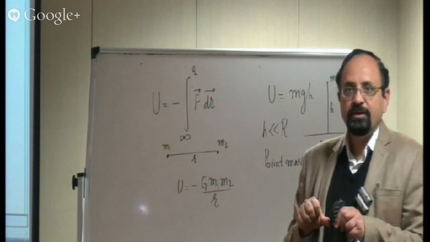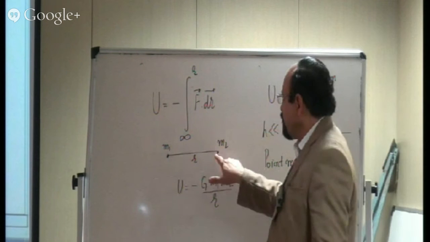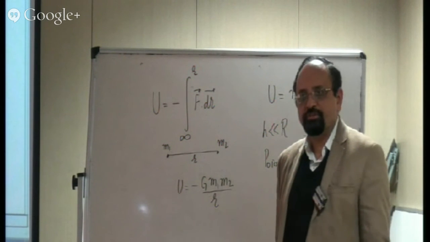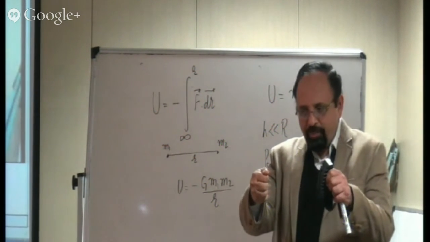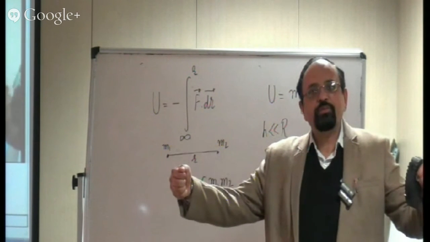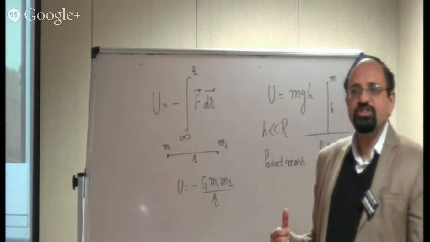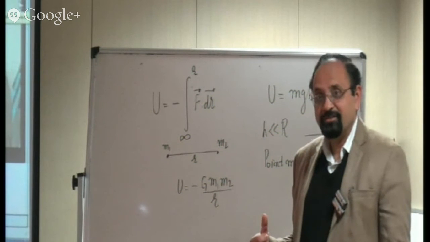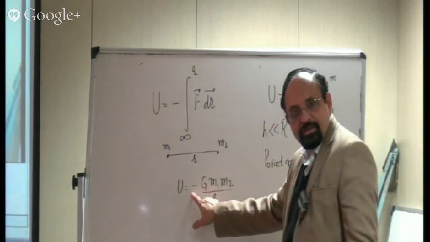But this gives a very interesting thing. Suppose I take these two bodies now to a separation which is more than R. What happens to the potential energy? If there are two bodies at separation R, I am taking them away to positions where the separation is more. Is the potential energy increasing or decreasing? It's increasing, because of this negative sign.